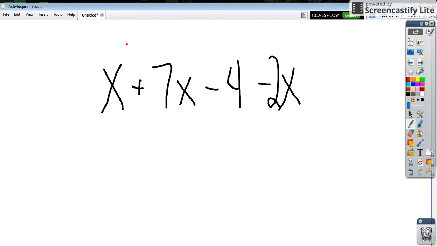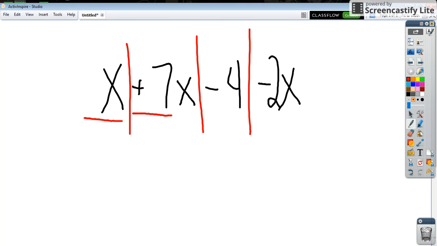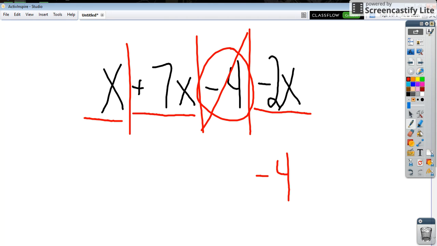The first thing I like to do is separate out my terms by looking at what's separated by addition or subtraction. Then I draw these lines here to say, here's a term that's an X, here's a term that's an X, here's a term that's an X, and here's a term that's not an X. There's no X's right there. Notice how they look different. Basically, this -4 is all by itself. There's nothing that you can combine it with. Everything else you can. Over here is an understood 1X, just like this is 7X.